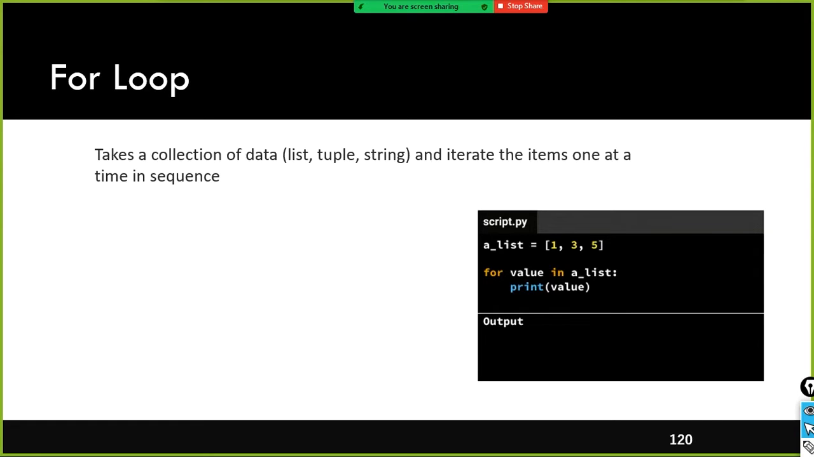Most likely from next week onwards, we'll continue with the loops. The same thing. If you want to iterate, if you want to select each and every value from the list and print it, you can use for loop. This is a simple example. We'll start with the simple example and then we will proceed with the complex one.